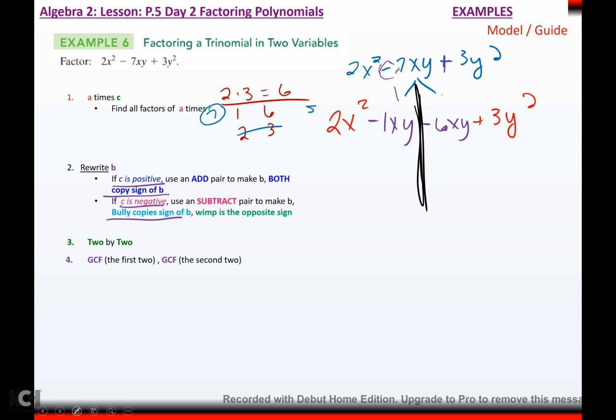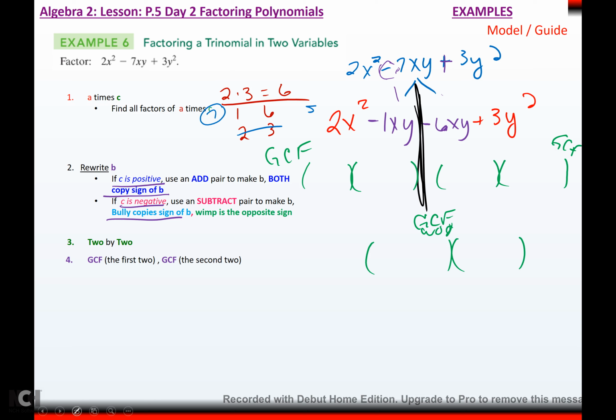And after 2 by 2, we are at GCF, GCF, GCF again. Woo!